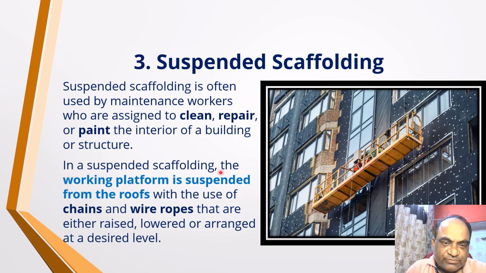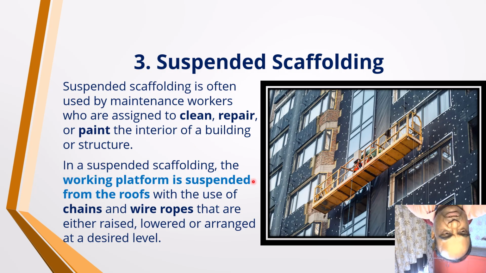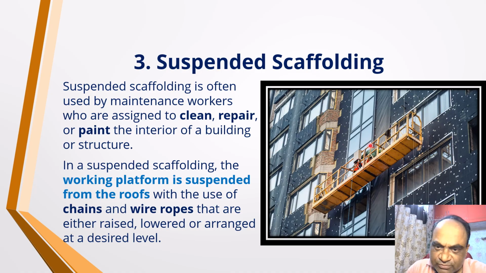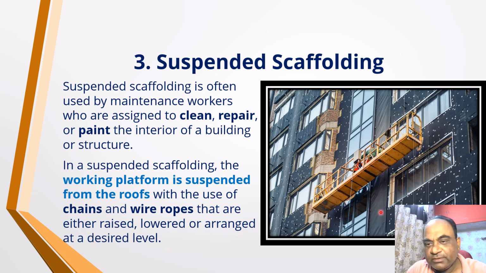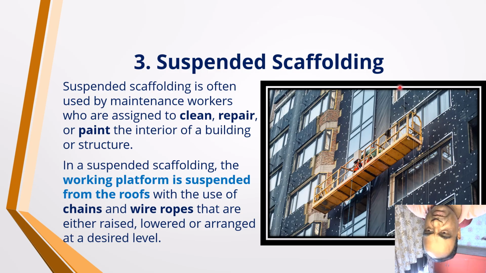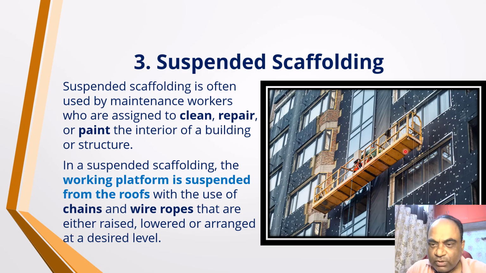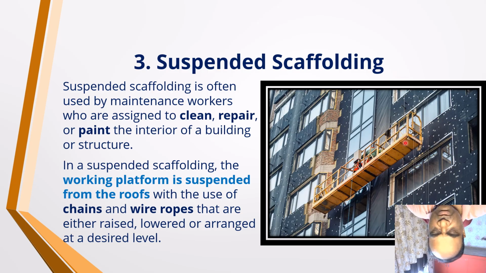In a suspended scaffolding, the working platform is suspended from the roof. It is hung from the roof of the building with the use of chains or wire ropes that are either raised or lowered, arranged at the desired level. So its height can be lowered or it can be raised depending on the requirement.